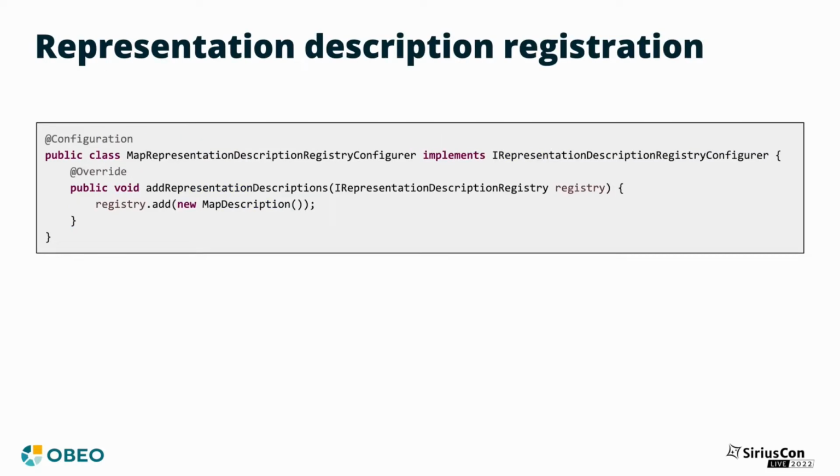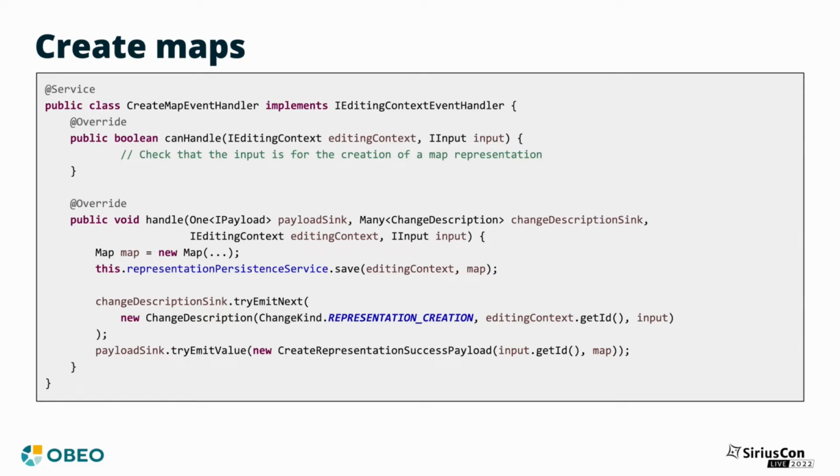I need to register my representation description, just like the example I showed you before, where I registered a diagram description created programmatically. I just need to put it inside of the representation description registry. Then I can start supporting the creation of map representation.